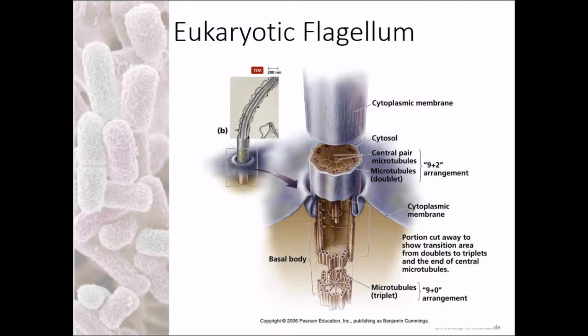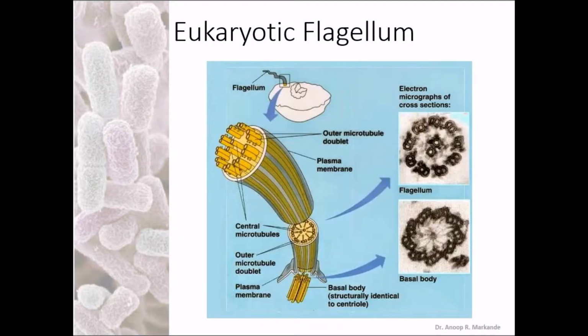This is a typical eukaryotic flagellum, where the basal body is attached with the microtubules, which help the motor to circulate or to move, and hence propelling the cell forward.